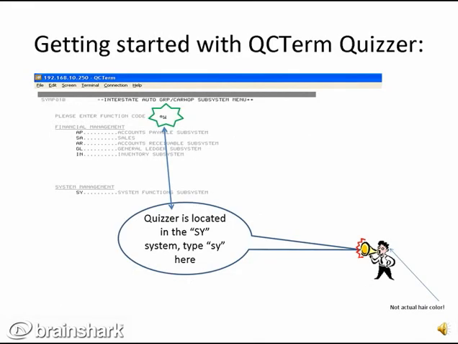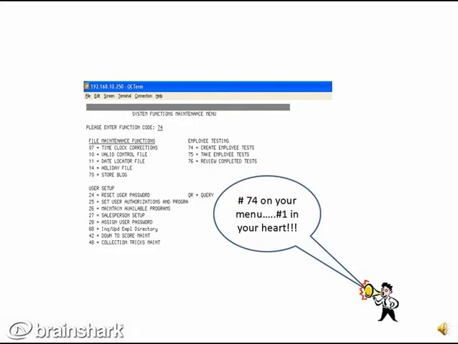The QCTerm Quizzer is located in the System area. Type SY in as the function code at the earliest screen you get when you enter the car hop or UAC system. Please note, you may enter at a different screen, but you should still have the option of entering SY as the function code. Go ahead and enter 74 as the function code here. 74 is where it's at.